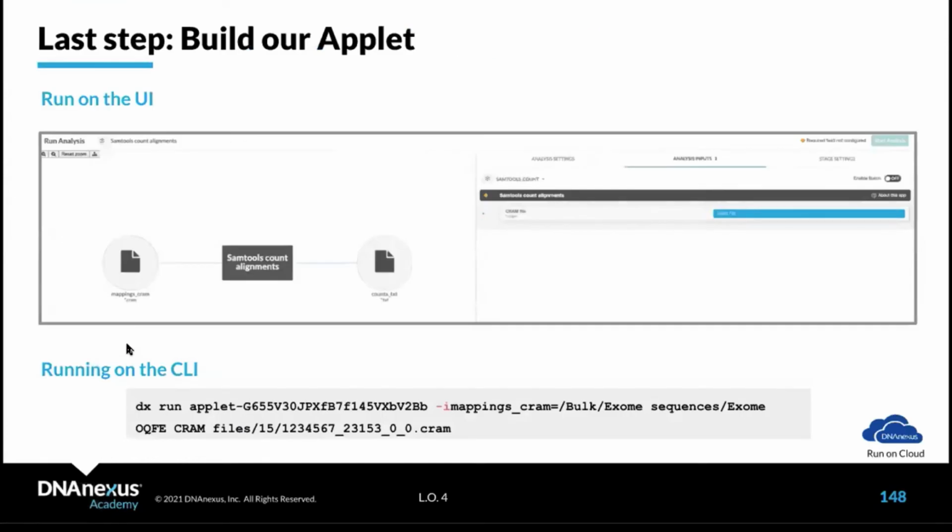Once the app is on the platform, you can run it like we talked about in the previous session in part 1. Now you can see that we can run our app on the UI. It has our input and our output. Our input was mappings_cram and then counts.txt. Or you can run it on the command line, and this is where things become really powerful. Now you have your app, you can run it in batch mode. You can do lots of powerful things with it.